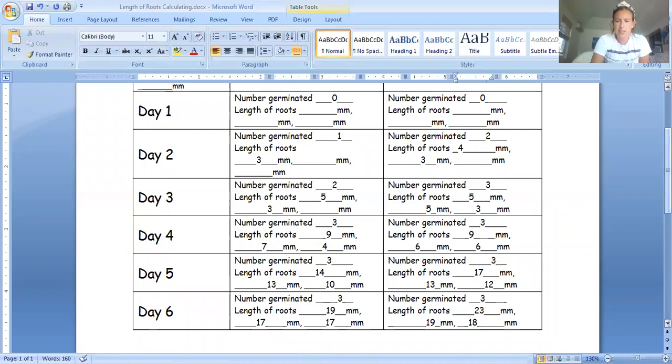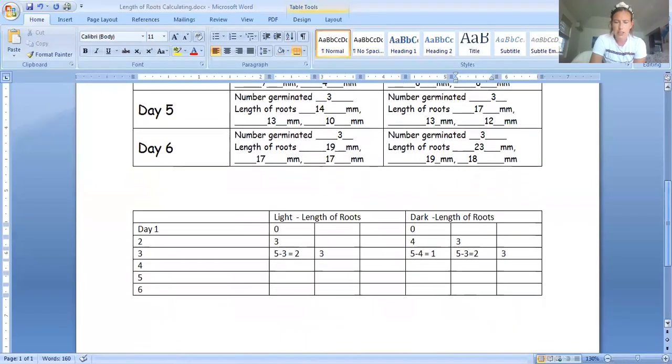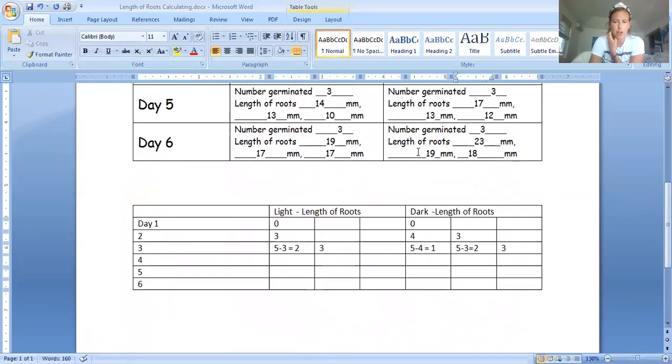Now this data can look very confusing. It's hard for us to figure out where some of those growth spurts were. It's hard to figure out which was growing the fastest from this. So what we can do is we can actually interpret these results. And I've got here a little example of how. So you're setting up a table just the same as above. So you've got your light and your dark columns, and you've got your days.